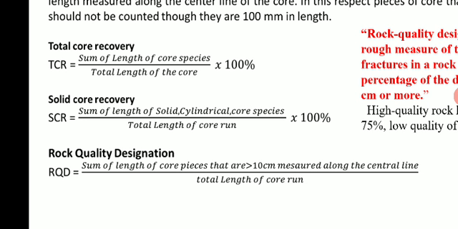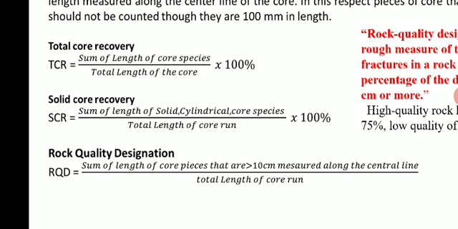Means here the sum of the length of only solid pieces, not the broken, very soft pieces; we are not considering those. Only the solid cylindrical coarse pieces, if we have such samples, and summation of all those lengths, then divided by the total length of the core, will give us the solid core recovery.